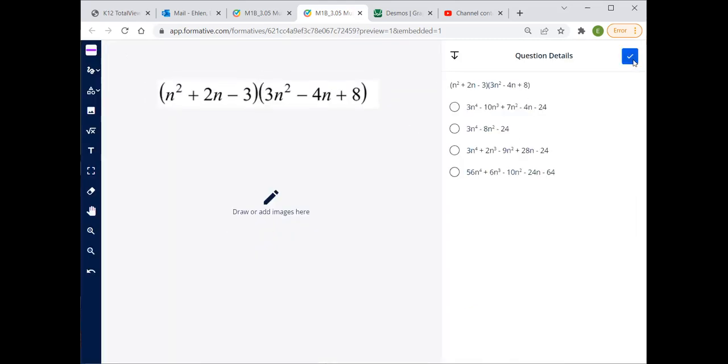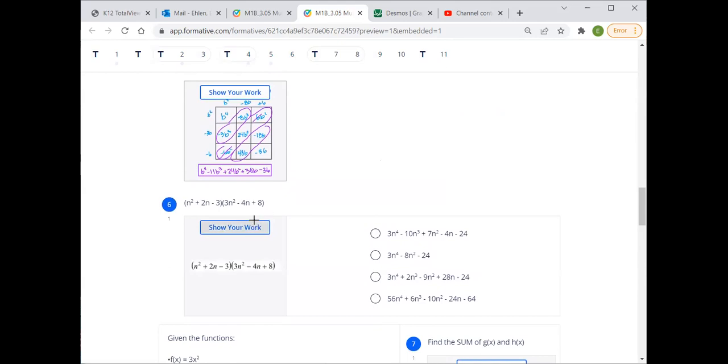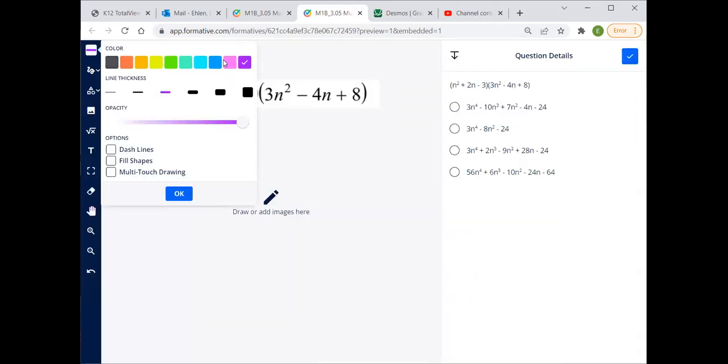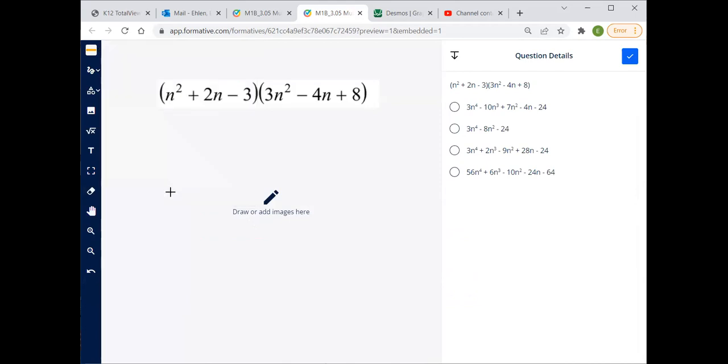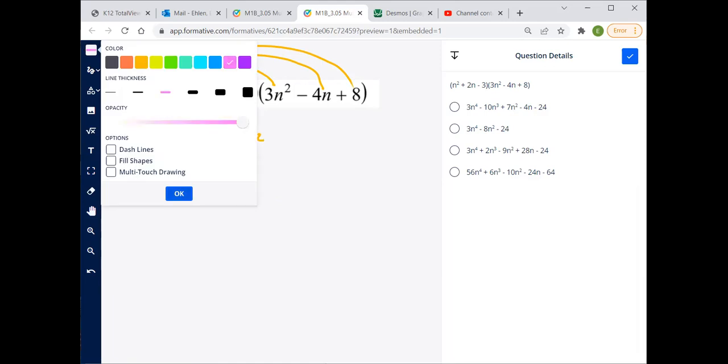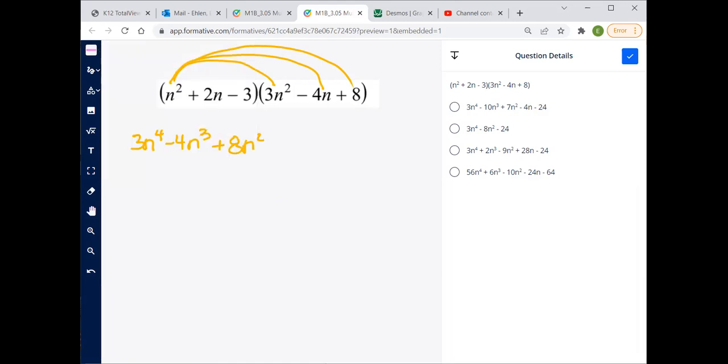Okay, I'll do this one by distribution, just to show you guys the difference. So you can go ahead here, n squared times 3n squared, that'd be 3n to the 4th. Negative 4n times n squared is negative 4n to the 3rd. And positive 8n squared. And this is where it gets a little tricky because we have to distribute the 2n now.